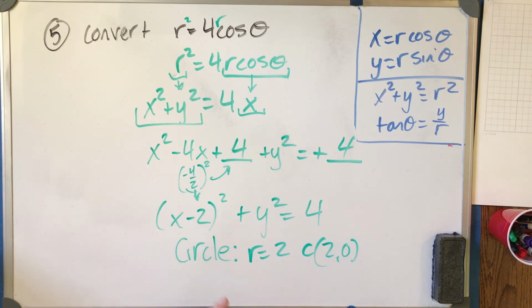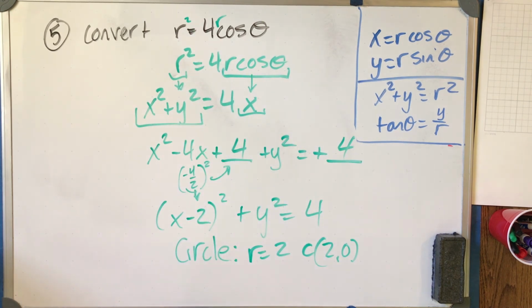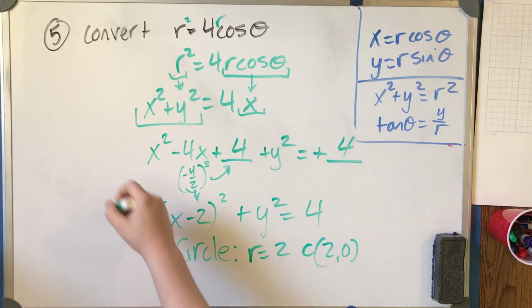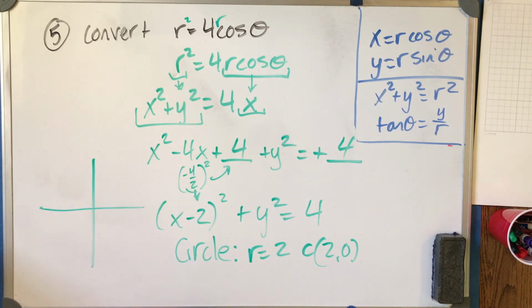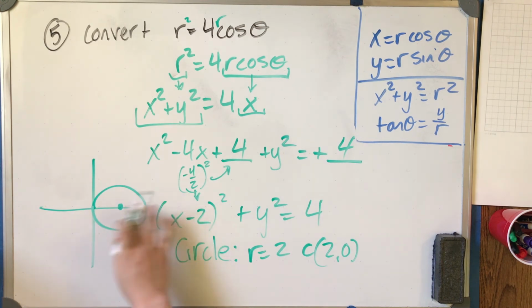And one of the things that we're going to be working towards as we continue into graphing is to be able to look at this equation and recognize right away what it is. So if I just did a super rough sketch of this particular circle, it's going to be right here, center at (2, 0). It touches the origin and it goes away from that.